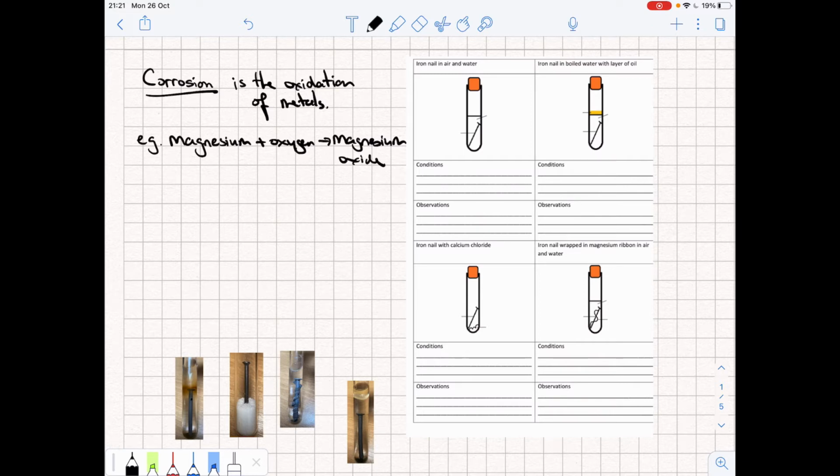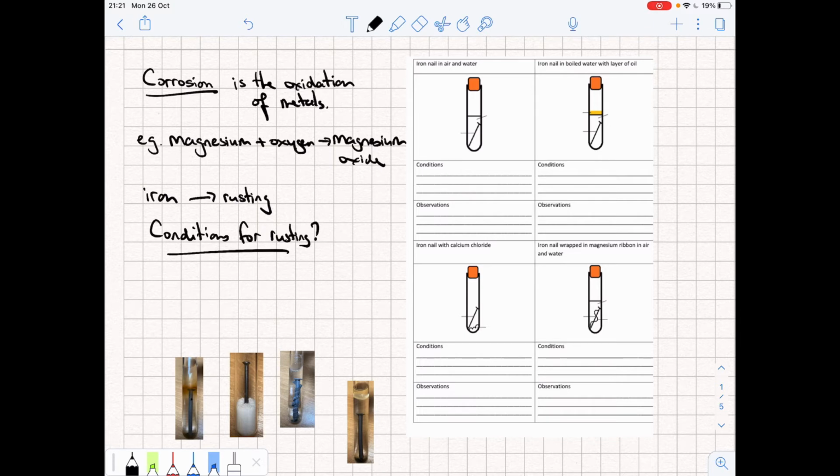When we talk about iron, we don't say that iron corrodes. We call this reaction for iron rusting, but for all of the metals we talk about corrosion, but for iron we refer to it as rusting. And the question is here, what are the conditions for rusting? So what do we need present for iron to rust? So what are those conditions?